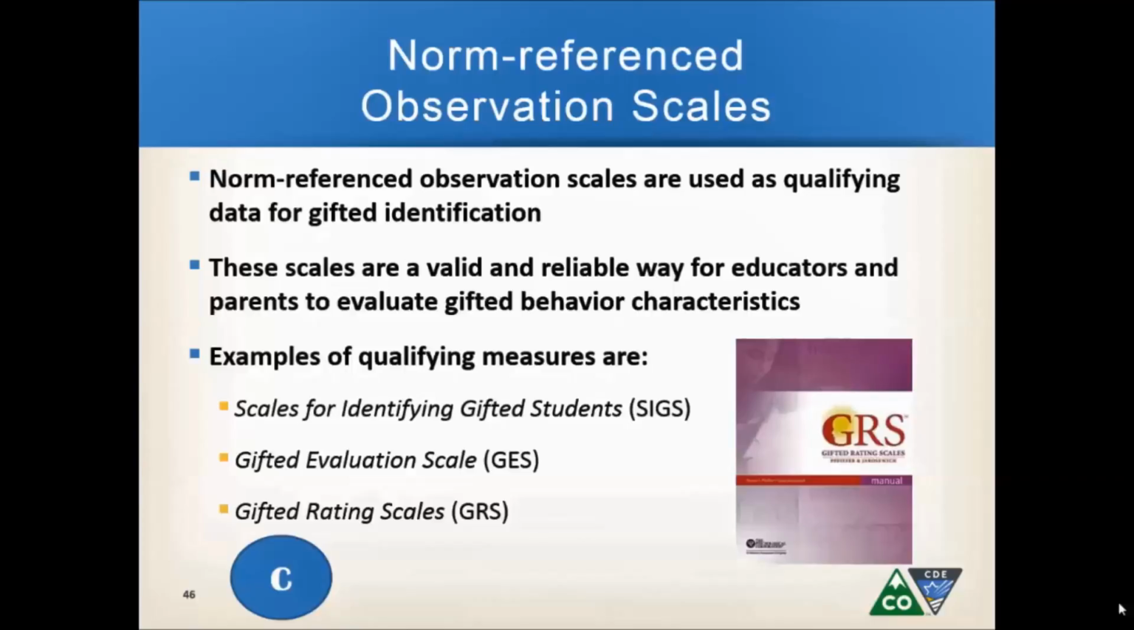Now, these normed reference observation scales are used as qualifying data for gifted identification. These scales are a very valid and reliable way for educators and even parents to evaluate gifted behavior characteristics. We have 3 that are most commonly used in Colorado, and those are all 3 normed and provide us very valid and reliable results. Those are the scales for identifying gifted students, otherwise known as the SIGs, and the SIGs also has a parent form that can be completed as well. There is also the Gifted Evaluation Scale, known as the GES, and the Gifted Rating Scales, or GRS.